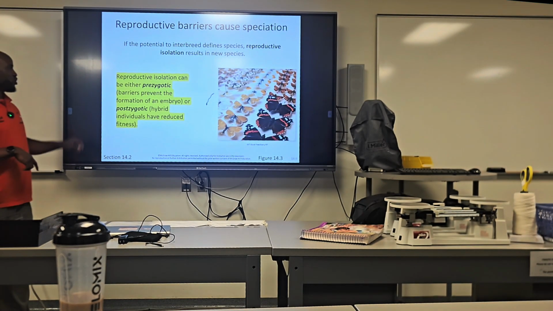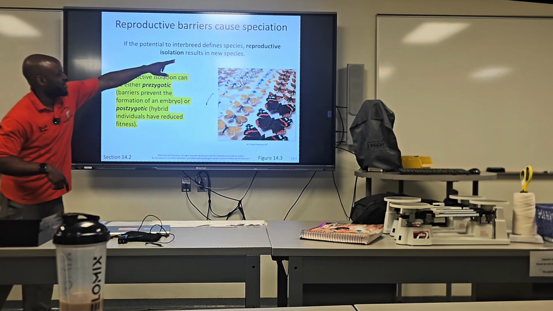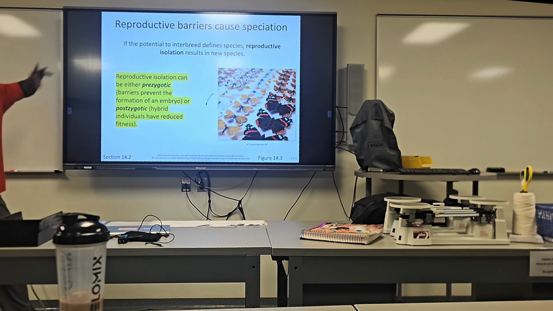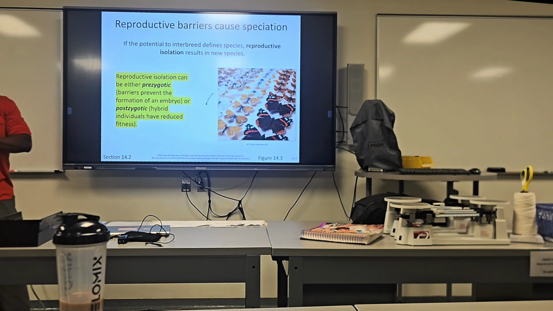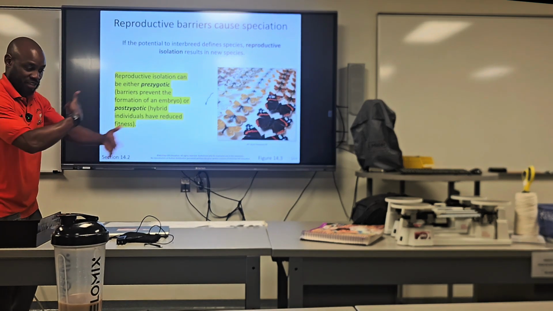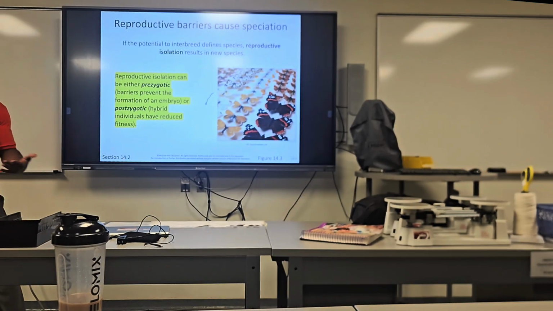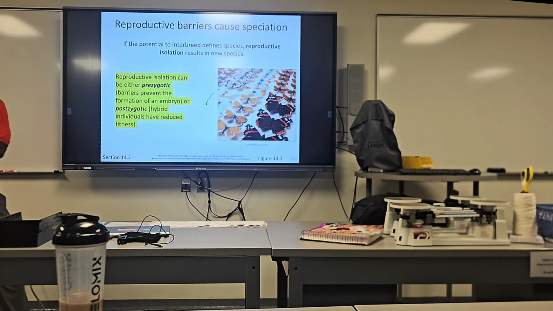All right? And so reproductive isolation can either be, if the potential to interbreed defines a species, reproductive isolation results in a new species. So for a species to be fit, they have to be able to reproduce. If it doesn't reproduce with the same type that it used to be associated with, like if it doesn't reproduce with the other gorillas, maybe it's not a gorilla, maybe it's something else, chimpanzee or something like that.